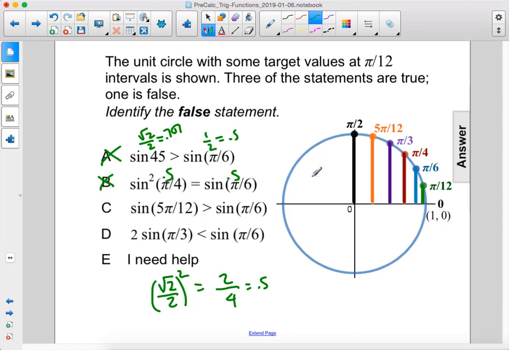Here we have the sine of 5 pi over 12, which is about 0.9, is greater than the sine of pi over 6, which is 0.5. 0.9 is greater than 0.5, so this is true.